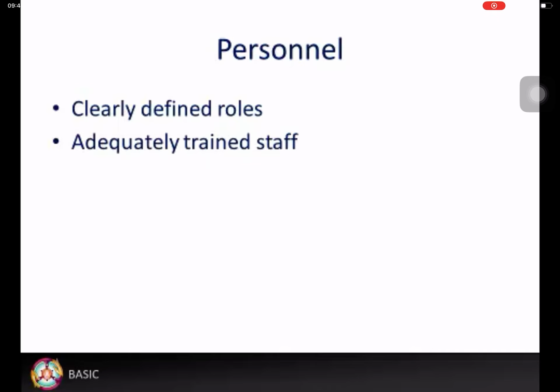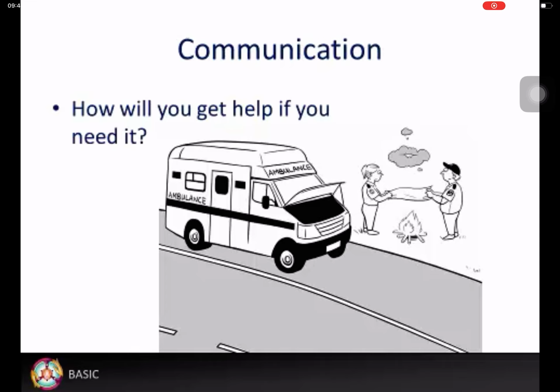Given the difficulties of resuscitation during transport, it is vital that all transport team members have clearly defined roles and that all staff are adequately trained. Think also about how you're going to get help if you need it. A mobile phone may be invaluable.